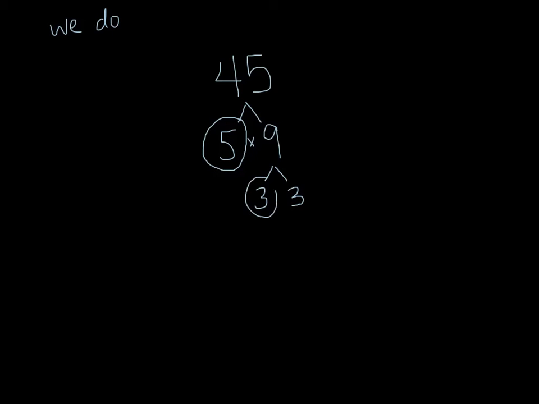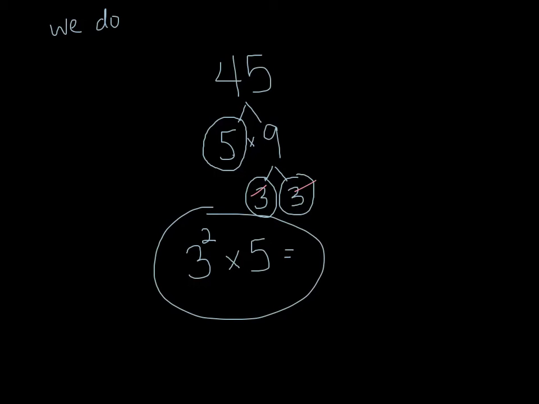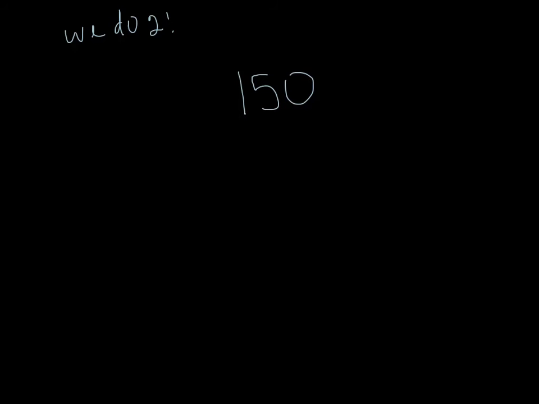3 is prime, and 3 is prime. So the prime factors of 45 are 3 times itself 2 times, so 3 to the second, times 5 times itself 1 time. So these are the prime factors of 45. I'd like to do another one, with a larger number.